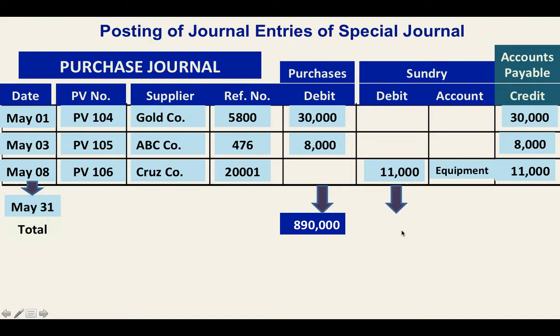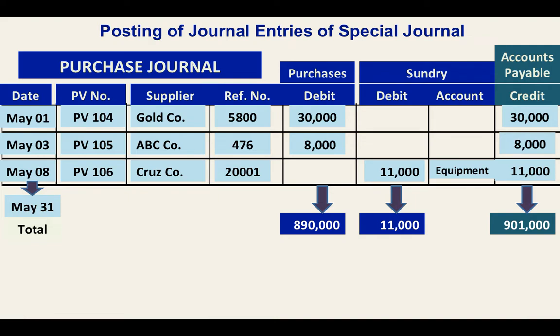And then for sundry, we will assume that there's only one transaction there, 11,000. So the total debit is what? 890 plus 11,000. So you should expect your accounts payable will be the total of 890 plus 11,000. So that will be 901,000.